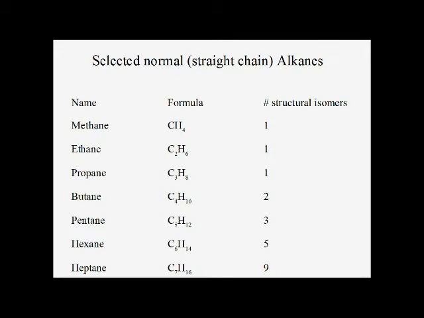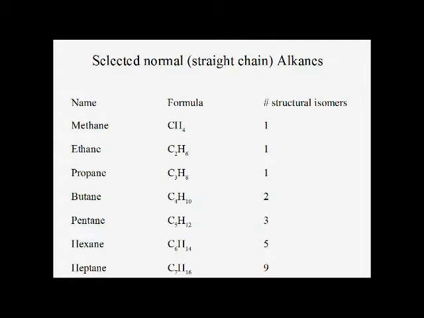There's a number of structural isomers. This is the different ways that we can rearrange the carbon chain. For methane, there's no rearrangement possible. For ethane, with 2 carbons, it doesn't matter which one comes first. For propane, there's no way we can get another 3 carbon chain. There's no other combination.